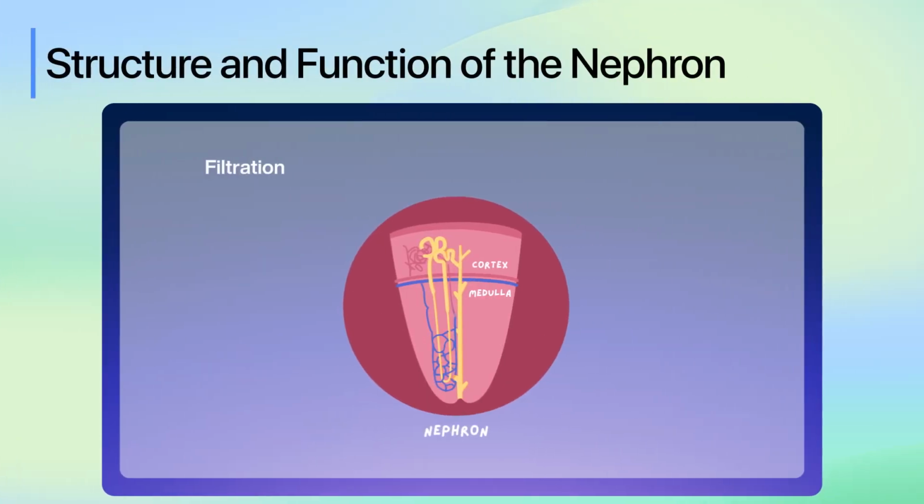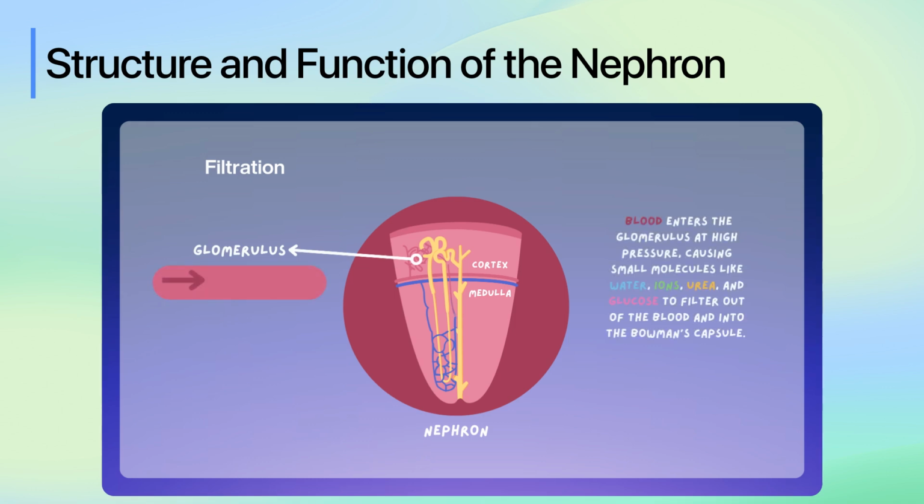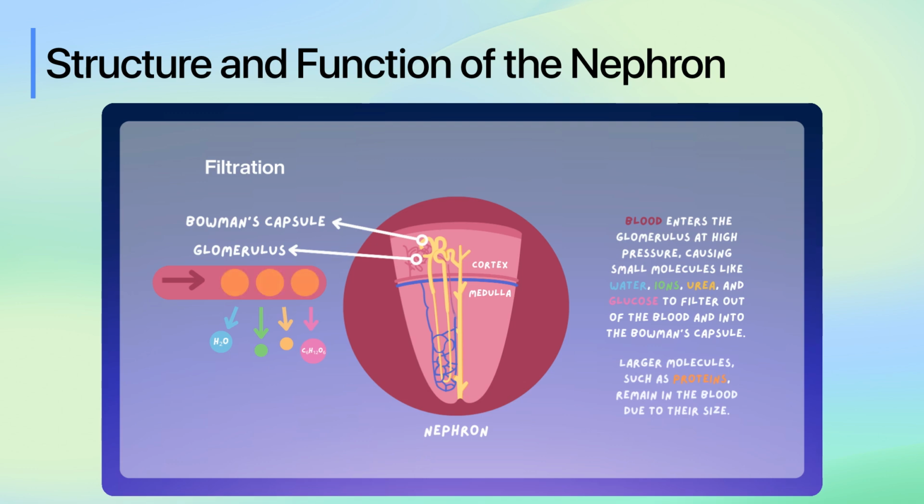Filtration, also known as ultrafiltration, takes place in the glomerulus, a ball of capillaries within the nephron. Blood enters the glomerulus at high pressure, causing small molecules like water, ions, urea, and glucose to filter out of the blood and into the Bowman's capsule. Larger molecules, such as proteins, remain in the blood due to their size.